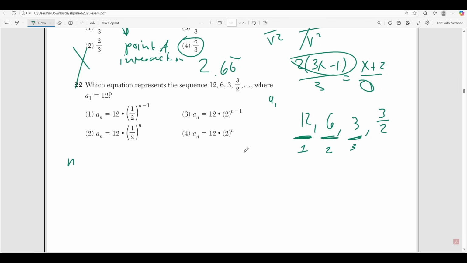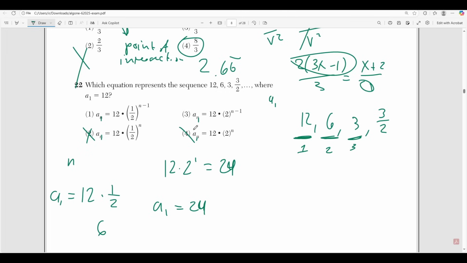So which one of these represents that sequence? a of 1 has to equal 12. So if I plug 1 into each one of these equations, I should get the value 12. Except when I look at choice 4, 12 times 2 to the power of 1 actually gives me 24. So choice 4 is wrong because it says that a1 is equal to 24. The same thing goes for choice 2, because if I plug 1 into choice 2, it tells me that a1 is equal to 12 times 1/2, or 6. That's technically the second term, so that's wrong.